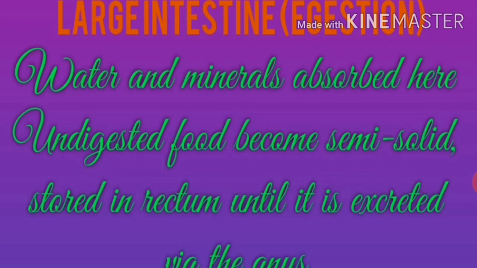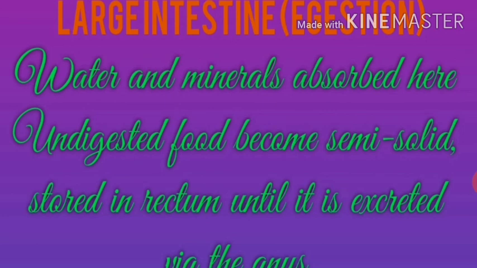So the chyme from the small intestine. Chyme means the semi-digested food called the chyme. So don't forget that. Remember, the semi-digested food is called the chyme. The chyme from the small intestine passes into the large intestine where only water and minerals remain to be absorbed.